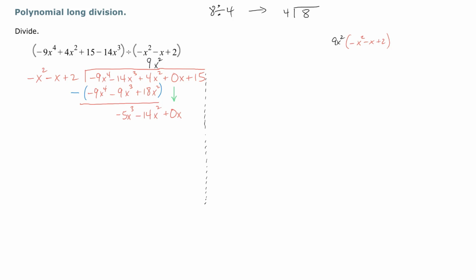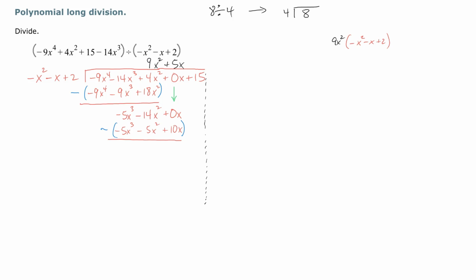Now we're at the question again about how many quantities of negative x squared minus x plus 2 go into negative 5x cubed. And the answer is plus 5x. Now we're at multiply, and when you multiply, make sure you use the distributive property. And then we subtract. Draw the bar. When you're subtracting here, you notice you're very, very neat.